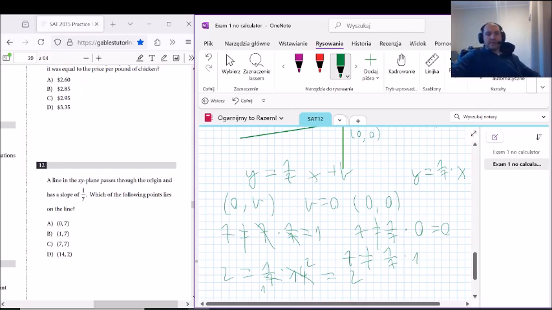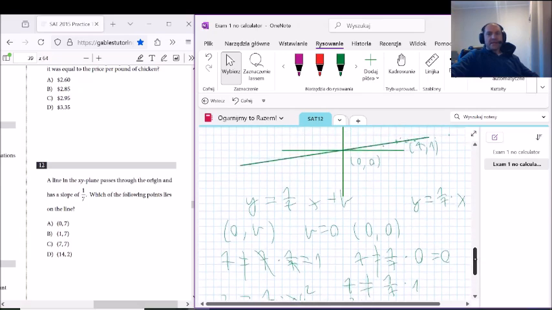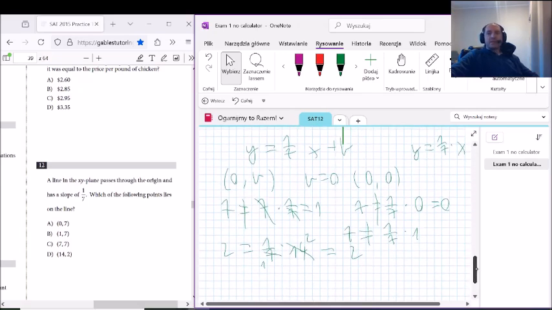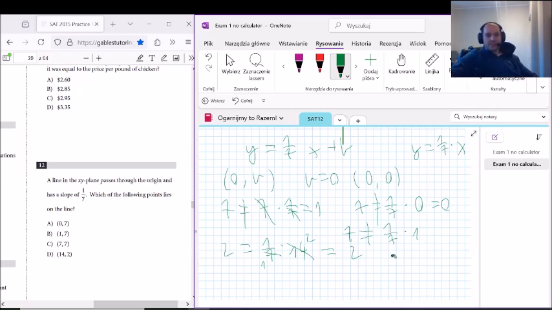And now, even if you have points that lie very close to this line, by calculating you can be completely sure if they lie on the line or maybe they're only close to the line. So that's definitely a better way to solve this question. So here in exercise 12 we have answer D.